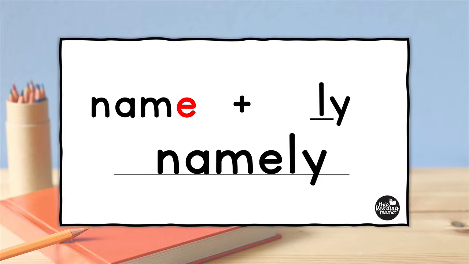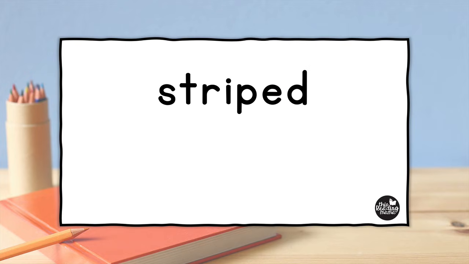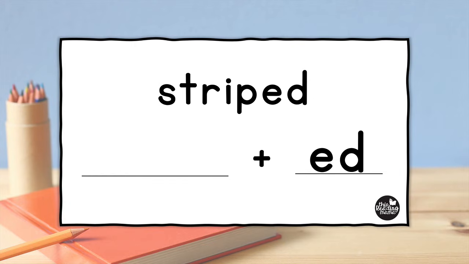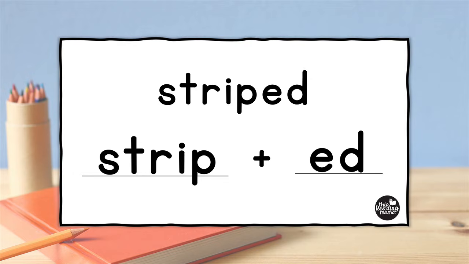Now, spelling words with the eavesdrop rule can be tricky for our learners, but I really think reading some of them can be even trickier. For example, take this word. Do we break it down with the base word stripe and the suffix ed? Or do we break it down with the base word strip and the suffix ed?